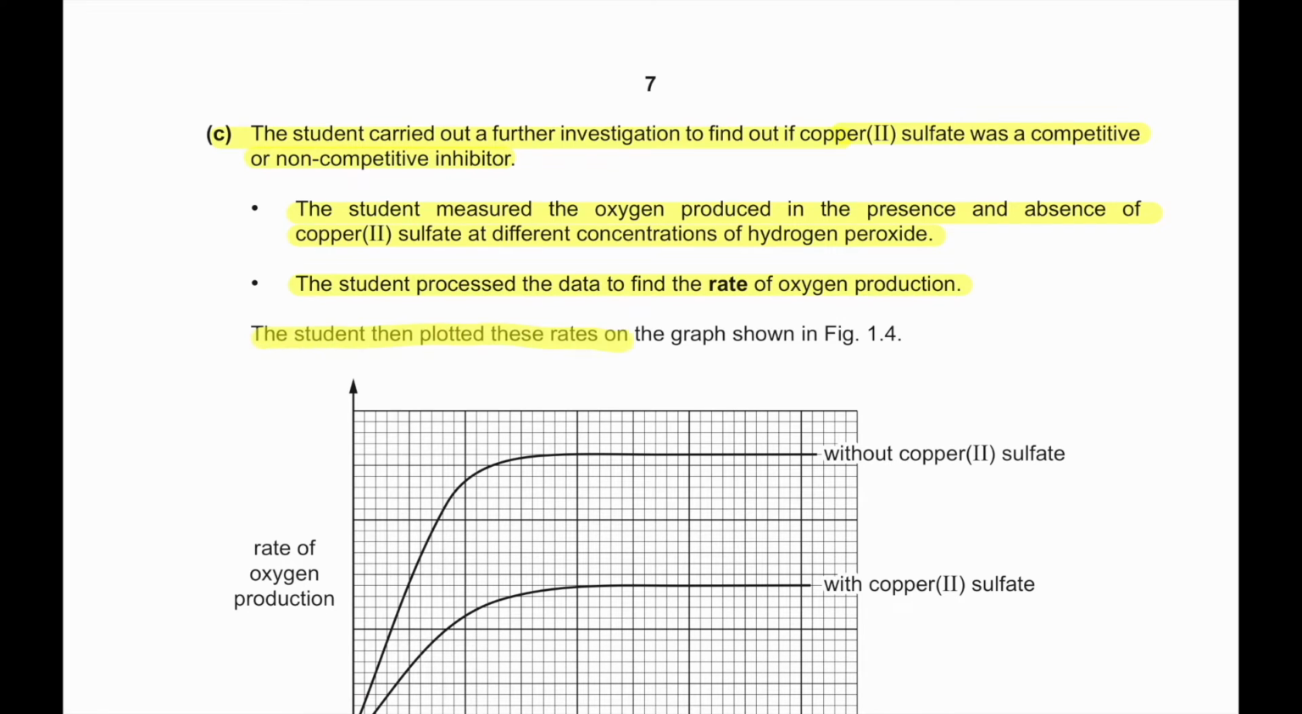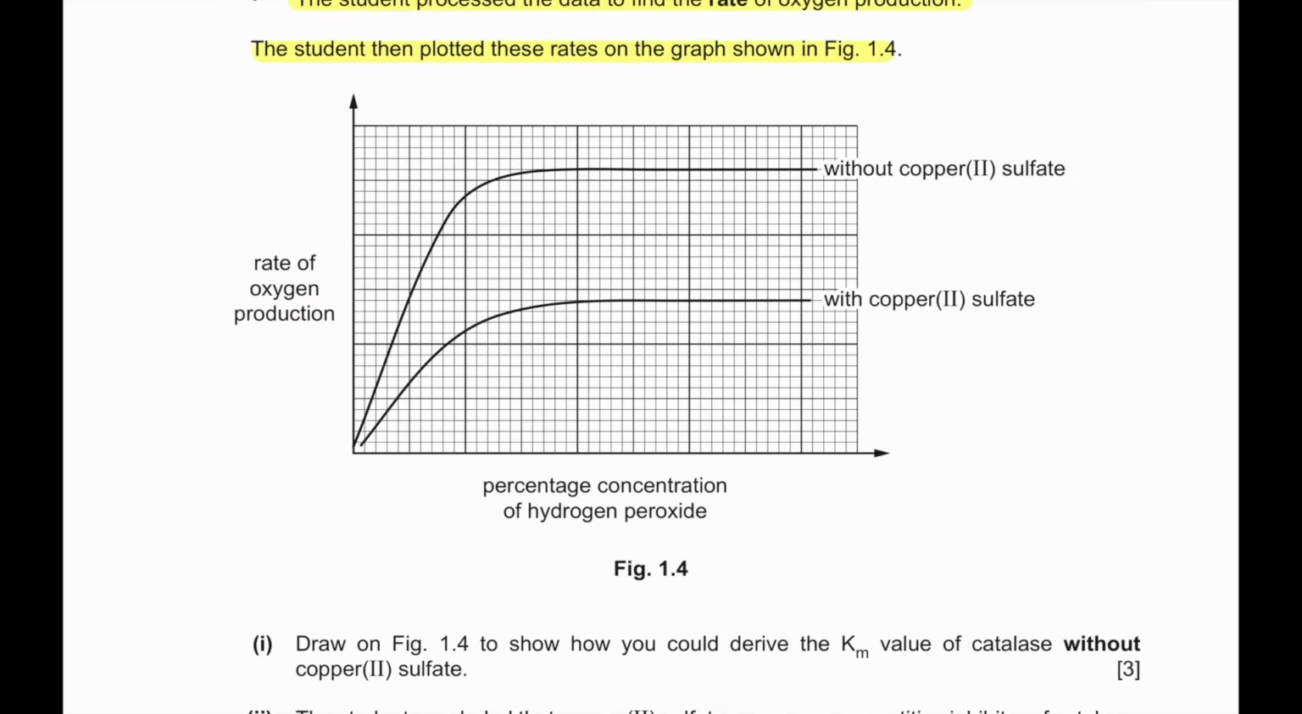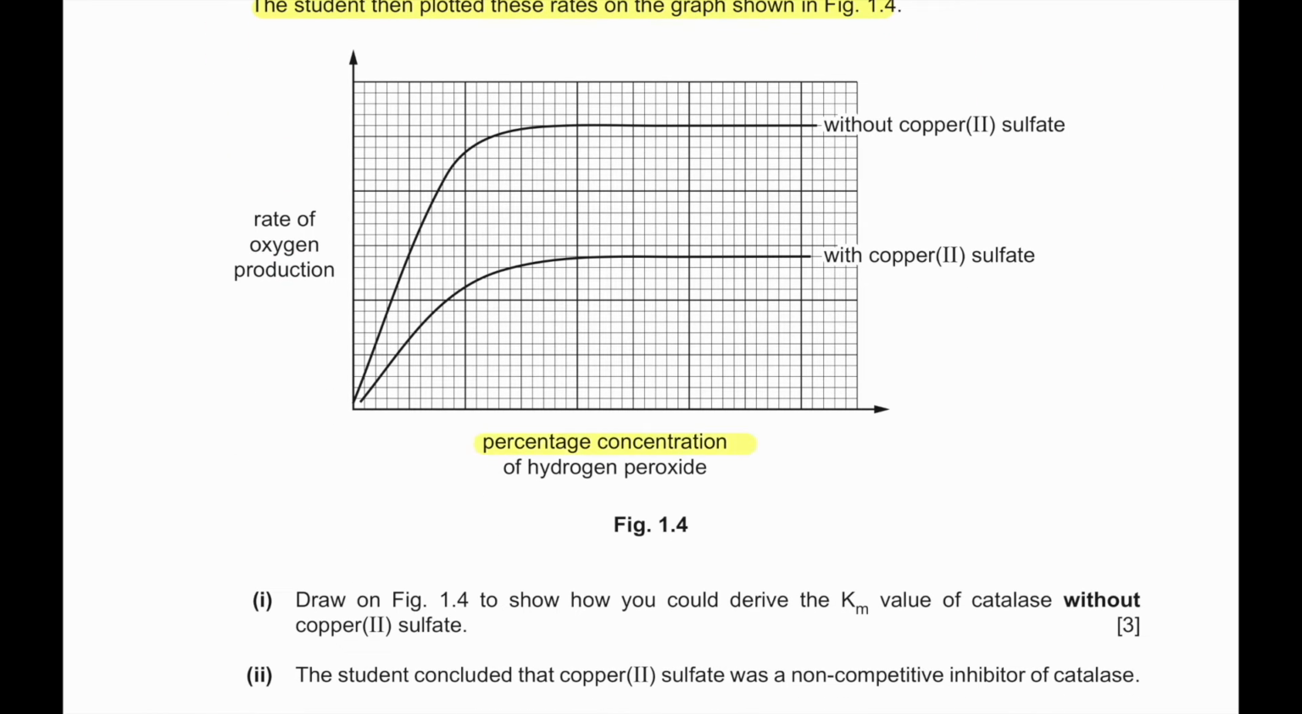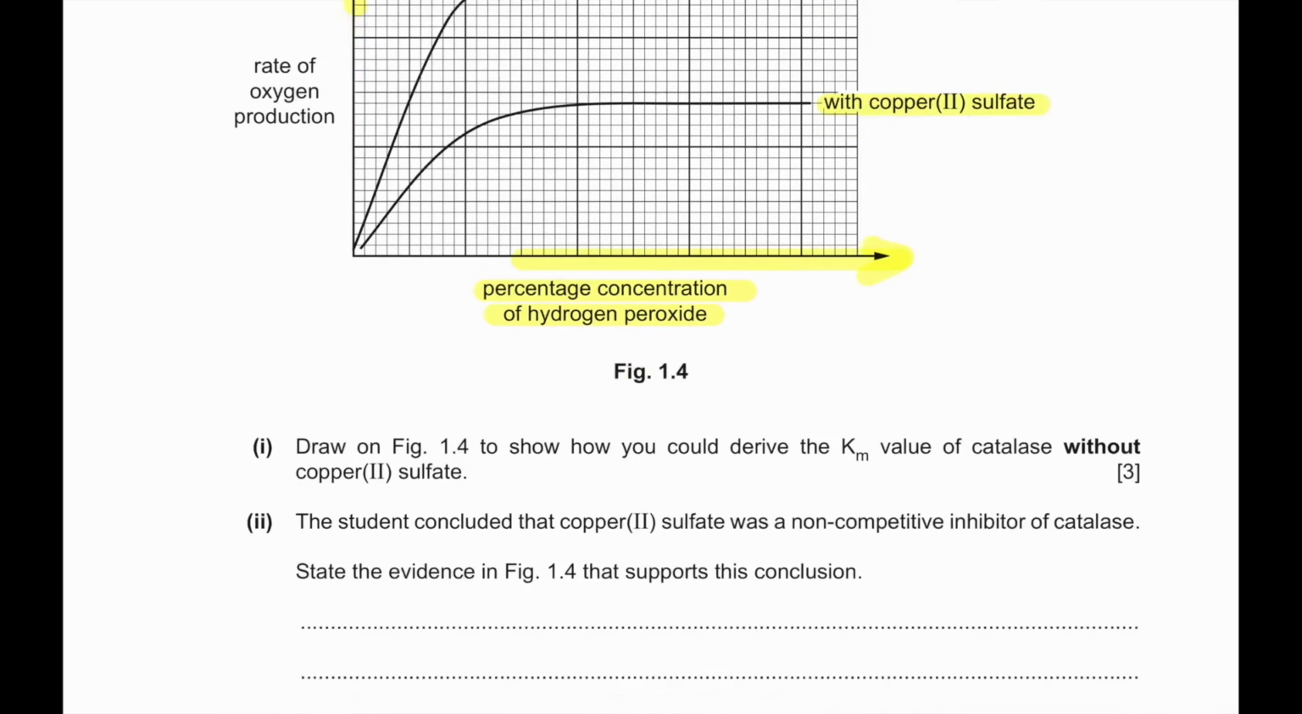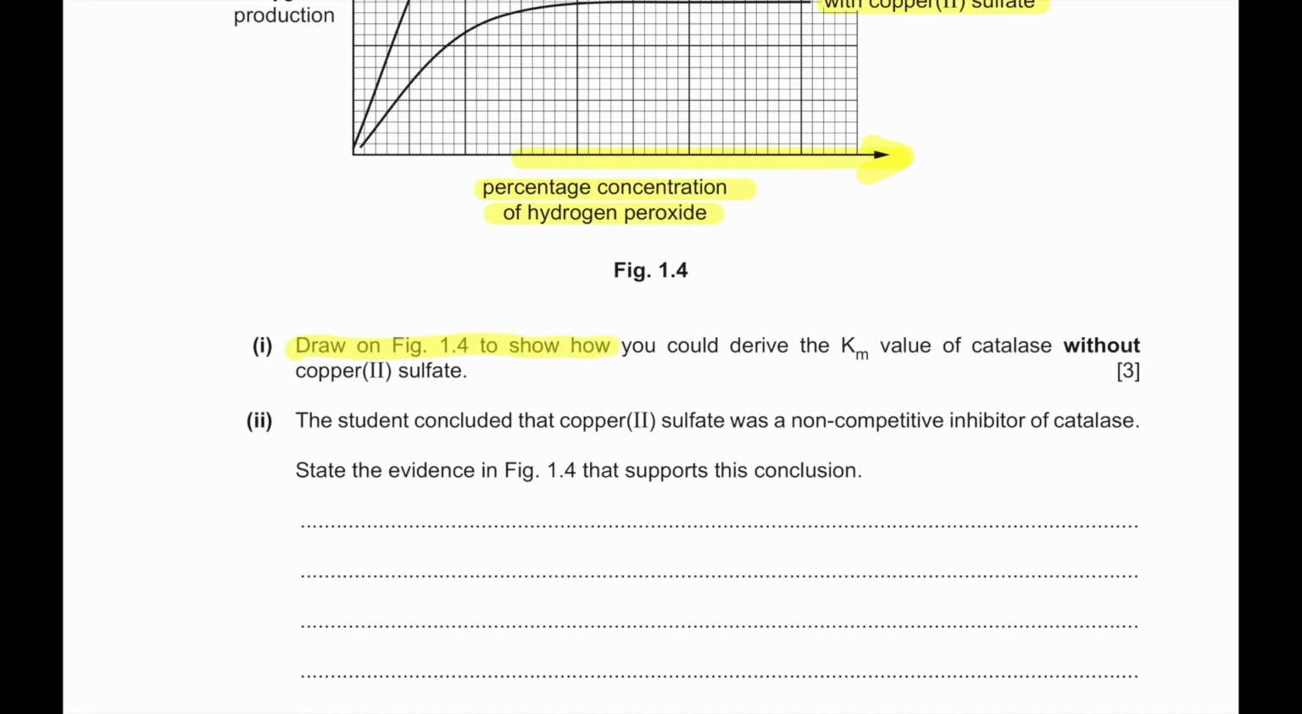The student then plotted these rates on the graph shown in figure 1.1. Percentage concentration of hydrogen peroxide increases on the x-axis. Rate of oxygen production is on the y-axis. With copper 2 sulfate, we can see there is a permanent decrease in maximum rate, and without copper 2 sulfate, the rate is higher. Draw on figure 1.4 to show how you could derive the Km value for the catalase without copper 2 sulfate.